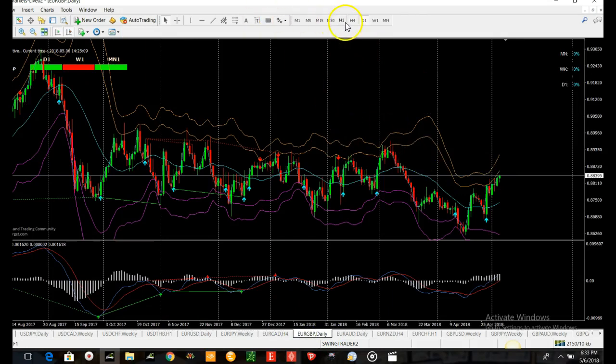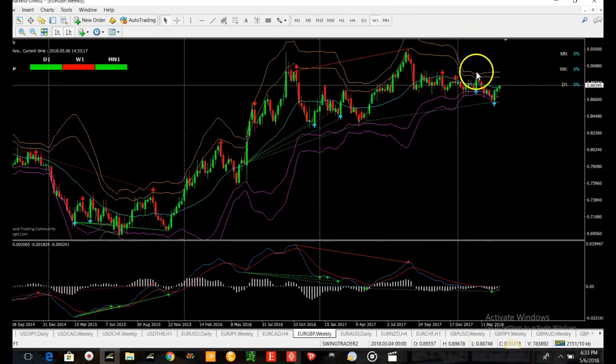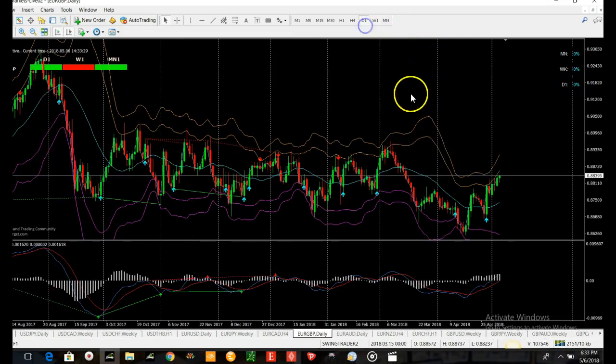Pound GDP, again just heading north towards the top of this area here. Weekly signal a couple of weeks ago, and again just waiting for it to come up towards the top of this range here and getting ready to sell again.